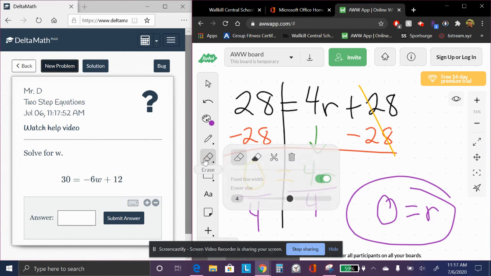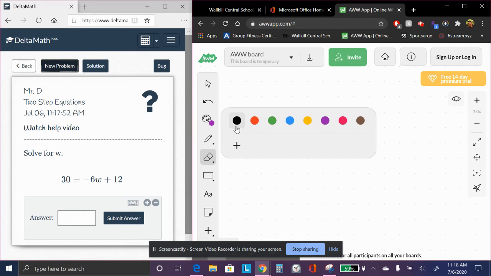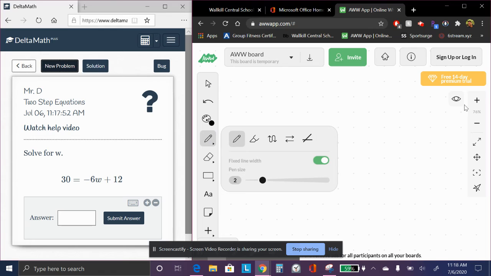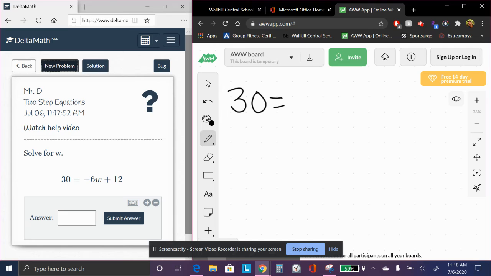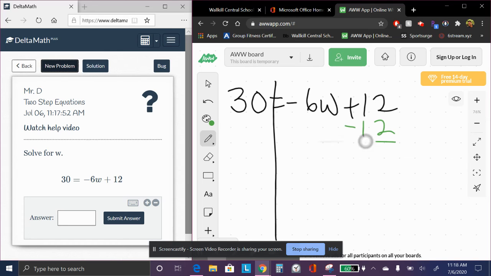Okay, clear this page out. 30 equals negative 6w plus 12. Draw the line down the equal side. Do that with all of these problems, guys. All right, and then what we have to do is get rid of the constant. And we want to bring this constant over to this side. So the opposite of adding 12, you would minus 12 from both sides.